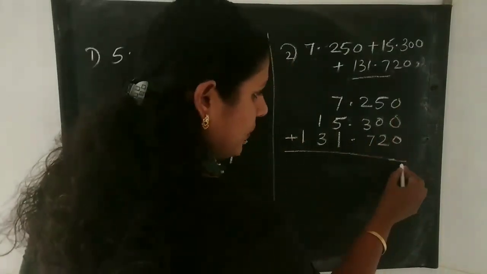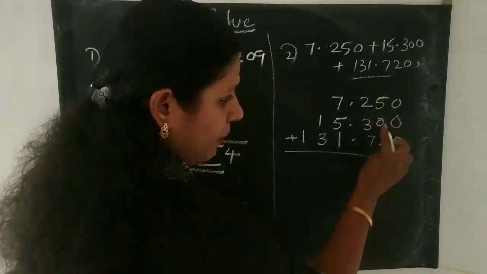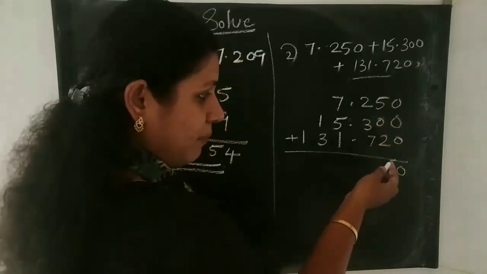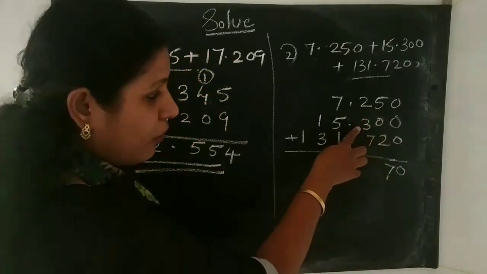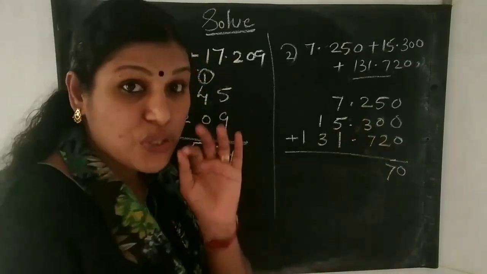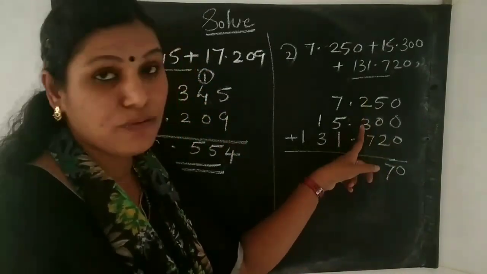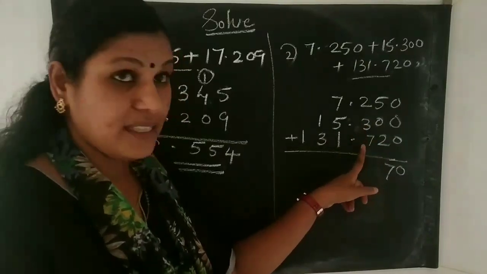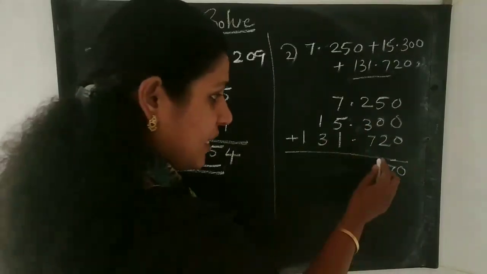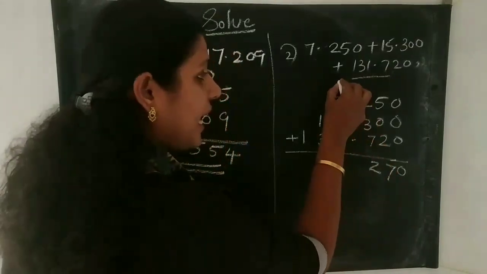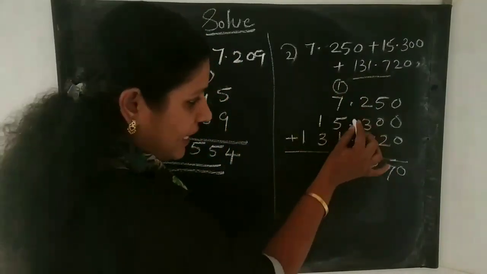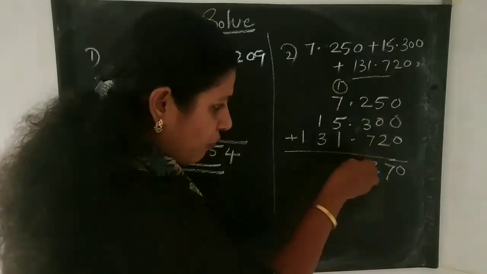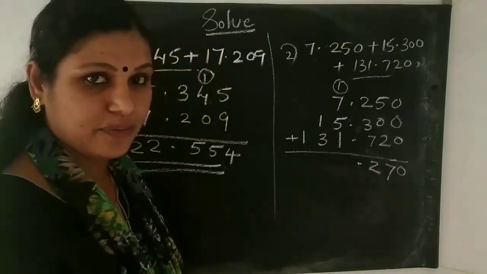0. Then 5 plus 2, 5 plus 0, 5, and 5 plus 2 is 7. 2 plus 3 is 5. 5 plus 7 is 12. So we write 2 here and carry over 1 in the top of this 7. And here point, so we put a point here.